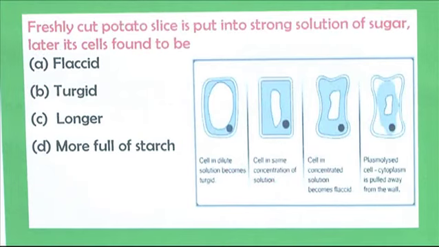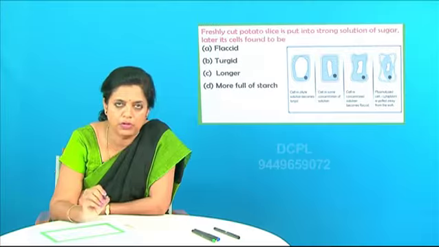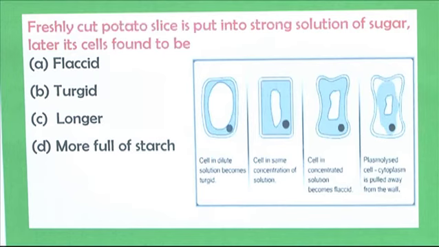Moving on to the next, I am explaining the basic process of osmosis. The question says a freshly cut potato slice is put into a strong solution of sugar. Later its cells are found to be, what happens to that? Take a freshly sliced potato and put it in a strong solution of sugar. What will happen? First says it becomes flaccid, second says it becomes turgid, third says it becomes longer.